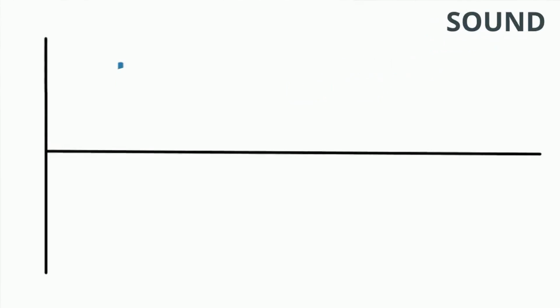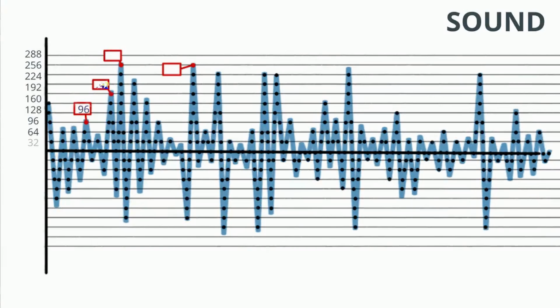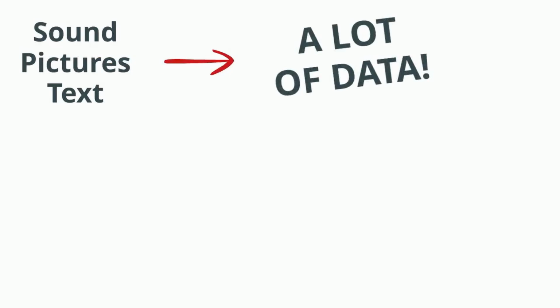Sound can also be broken down into binary numbers. Sound is most commonly shown through sound waves on a graph. The points in the sound wave can be represented by a number, and in turn, binary code that gives out specific pitches. Sound, pictures, and text contain a lot of data that needs to be saved.